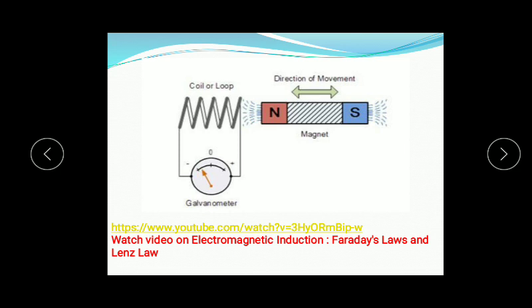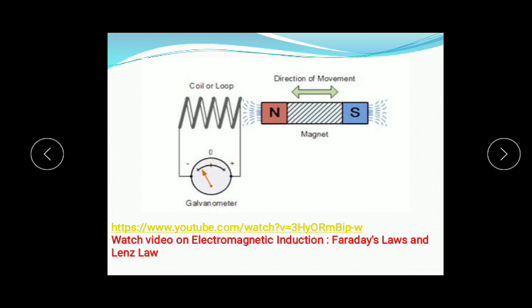Next, when the magnet is moved towards the coil, the needle of the galvanometer is going to deflect in one direction. When the magnet is moved towards the coil, we observe that the needle of the galvanometer deflects in one direction. Now, when the magnet is held stationary at that position, the needle of the galvanometer returns back to 0 position.